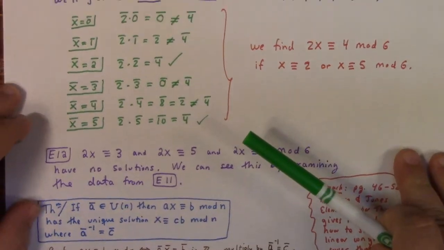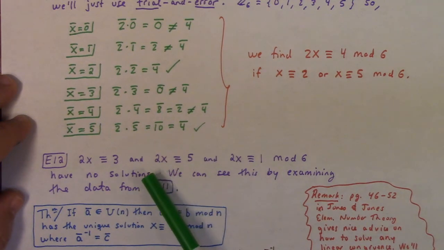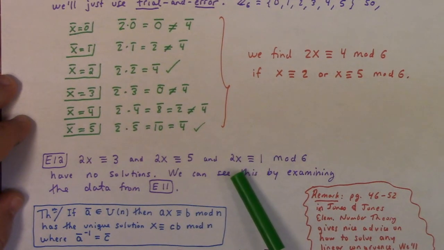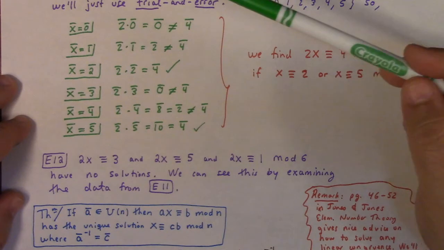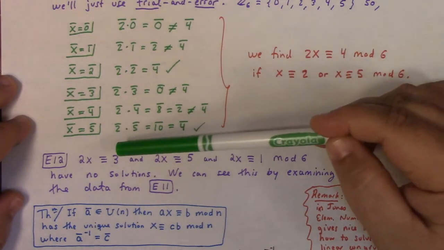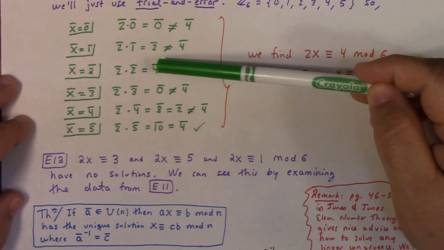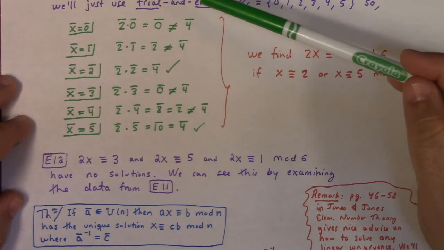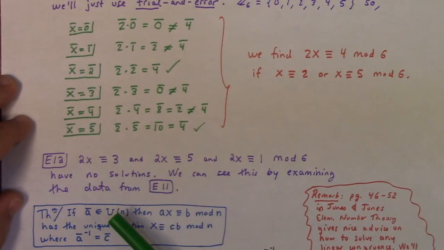And finally here, parting thoughts for this lecture. If in the previous example I had 2x congruent to 3, or if I was trying to solve 2x congruent to 5, or 2x congruent to 1 mod 6, I would have found no solutions, because as I look at the values of 2 bar times x bar, I did not get a 3 bar, a 5 bar, or a 1 bar in this list. I got 0 bar, 2 bar, 4 bar, 0 bar, 2 bar, 4 bar. So only if I have 2x congruent to 0, 2, or 4 do I get solutions. If I had 1, 3, or 5, no dice.